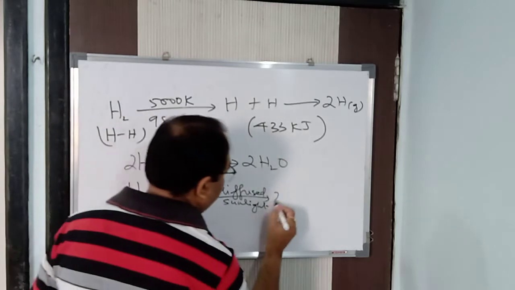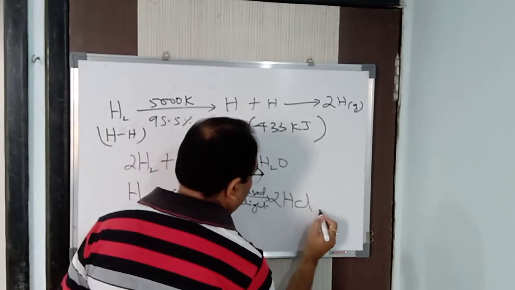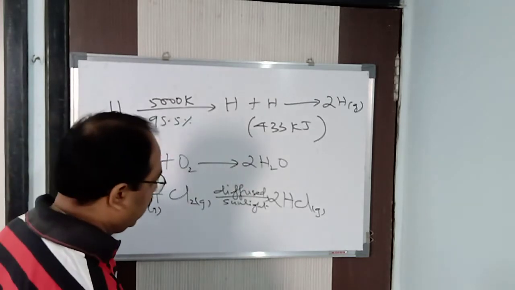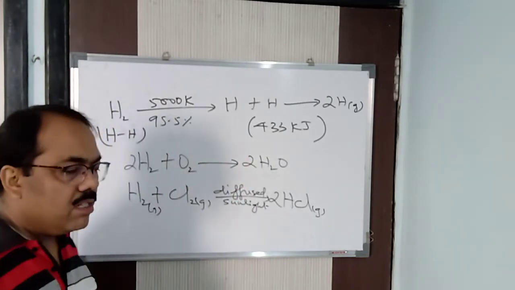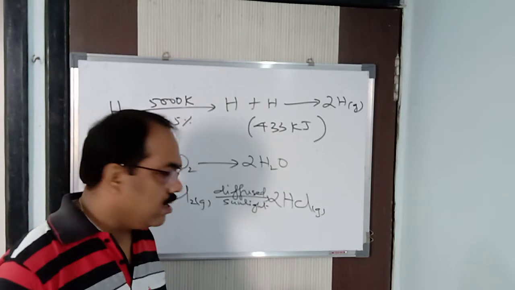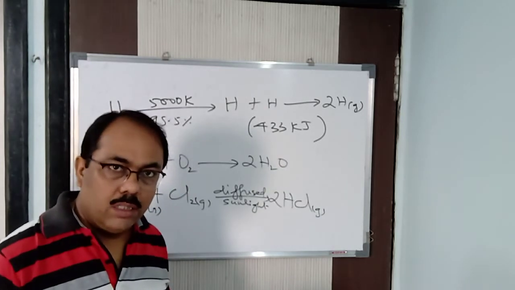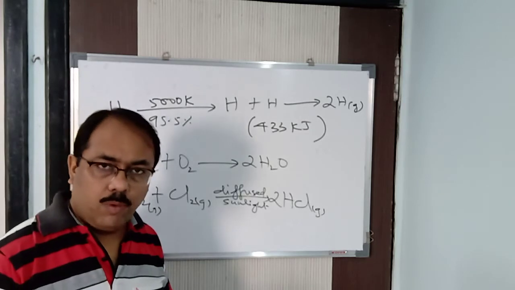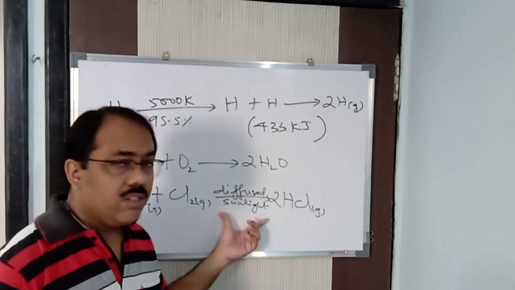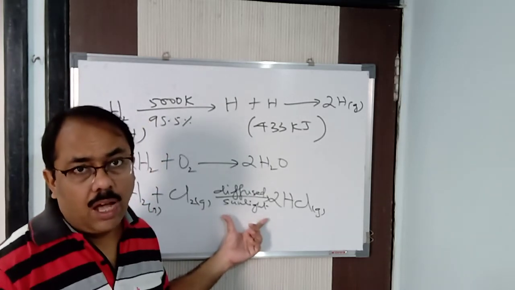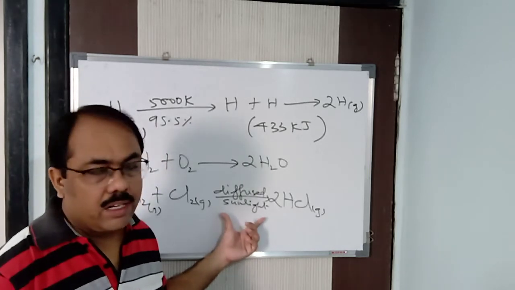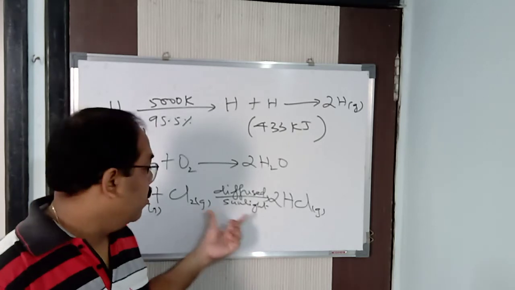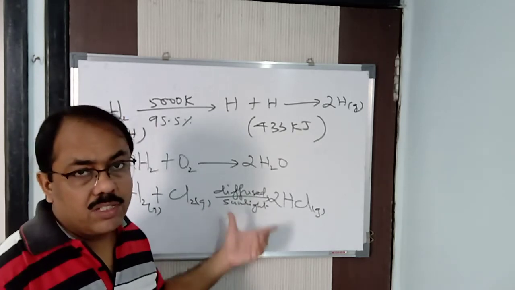So in presence of diffuse sunlight, hydrogen gas plus chlorine gas gives 2HCl gas, and the reaction is quite quiet. It is not so vigorous or explosive, because if you do this reaction in direct sunlight, outside, then the reaction is explosive in nature. Chlorine is highly reactive. For that reason, the reaction is explosive.